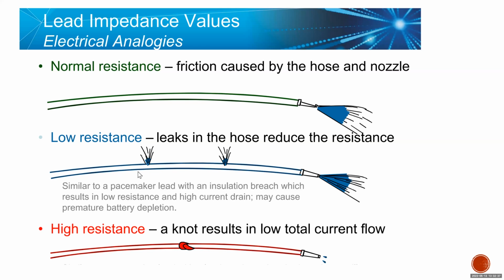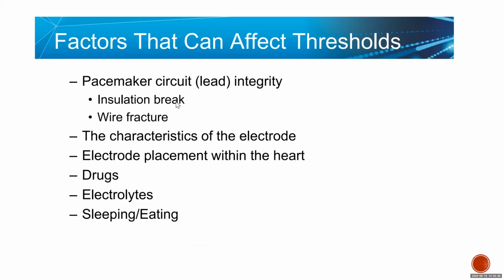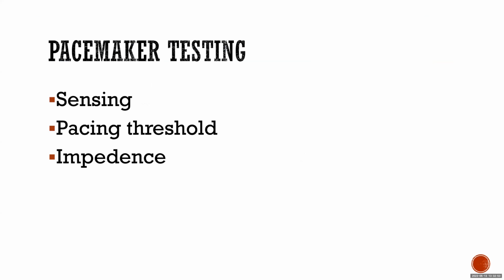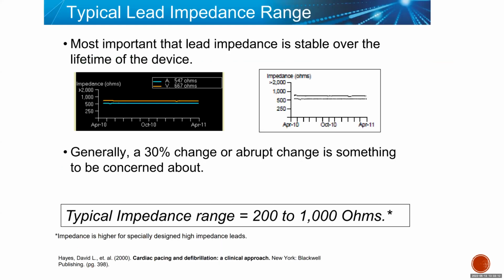Impedance helps when you have a problem with pacing, for example, and you're not sure. We said, for example, that an insulation break or fracture can cause the threshold to be high. So how do you know which is which? By looking at the impedance. If you have high pacing threshold and high impedance, you say, okay, this is probably lead fracture. If you have high pacing threshold but low impedance, you say, okay, maybe this is insulation break, and so on.